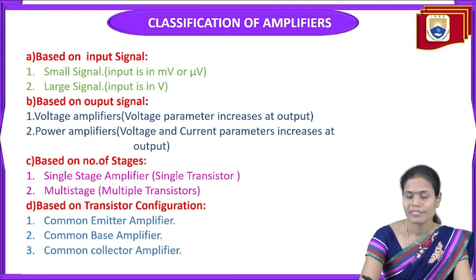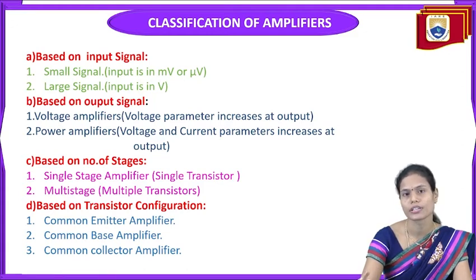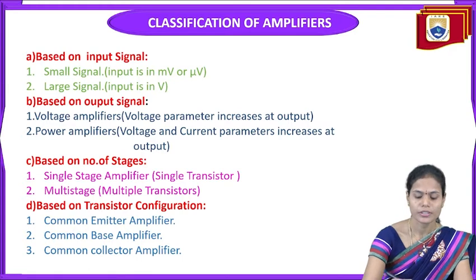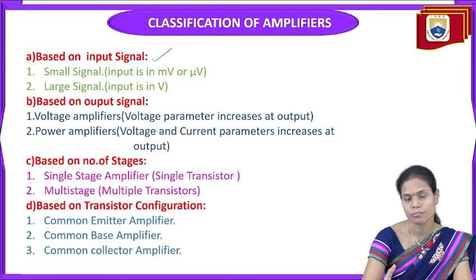Here we get different types of multi-stage amplifiers, depending upon which type of input signal we are using, which type of output signal we are taking, which type of coupling device we are going to use, and which type of transistor we are going to use in the multi-stage amplifier. So depending upon different parameters, we have different types of multi-stage amplifiers. The first one is based upon input signal: which range of input signal we are providing, either small signal or large signal, that is, low frequency signal or high frequency signal.